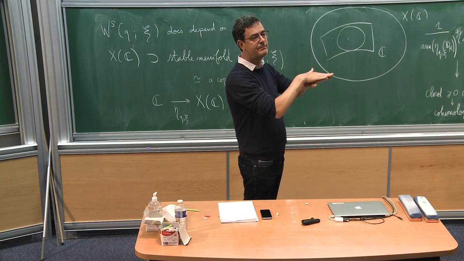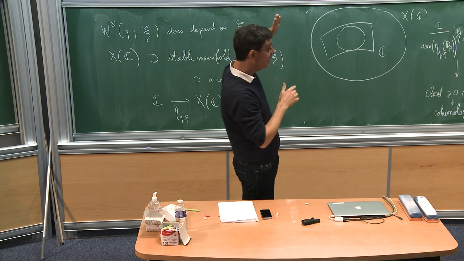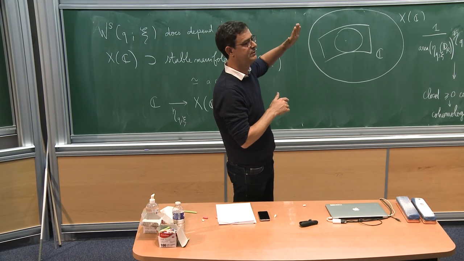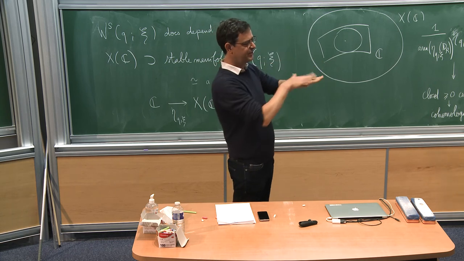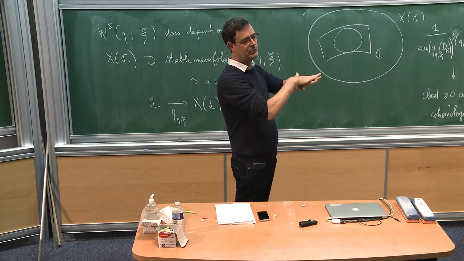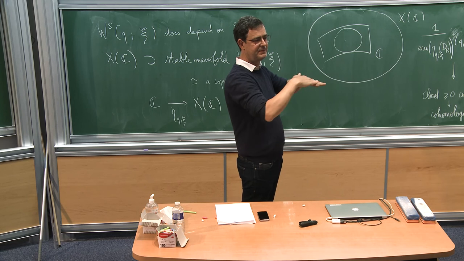These are elliptic curves? No. I'm disintegrating on the stable manifolds. I'm not doing exactly the same, okay? And so we don't know yet how to conclude. We need some more invariance.